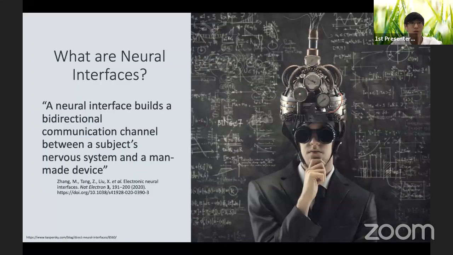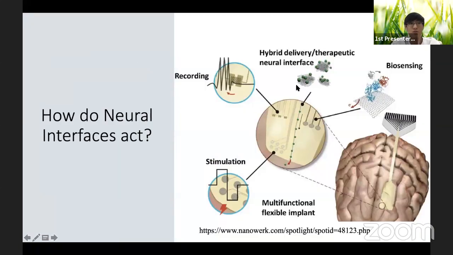To begin with, what are neural interfaces? There are many ways to describe neural interfaces, as it is such a broad term. A recent paper in Nature Electronics described a neural interface as a bidirectional communication channel between a subject's nervous system and a man-made device. Simply put, neural interfaces act as bridges between humans and machines. But how do they do so?